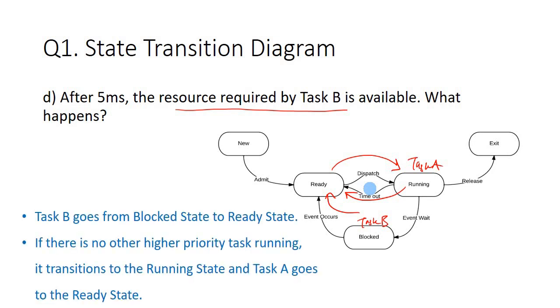Again, whenever there are tasks in the ready queue, the scheduler will always be there looking at the priority of these tasks and seeing who is the most important, the highest priority task, to switch that task over to the running state.